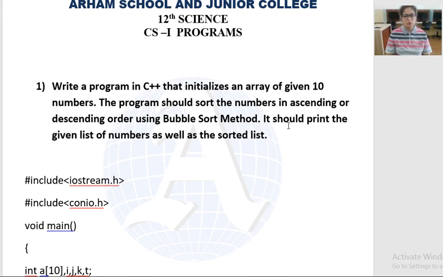It should first print the given list of numbers, the list we give before the sorting, as well as the list after the sorting. So basically we have to give the numbers, and we have to give the size of the array as 10. You can enter 10 numbers and you can also enter less than 10 numbers, but you cannot enter more than 10 numbers. After the execution of the program, it will sort the numbers in a particular order.